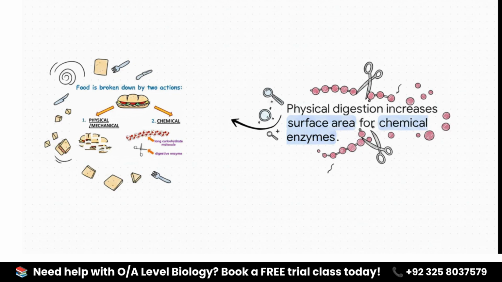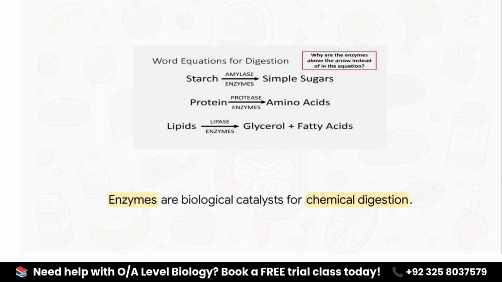Chemical digestion, on the other hand, is like taking a pair of molecular scissors, these scissors being your digestive enzymes, and literally snipping a massive, complex carbohydrate chain down into tiny individual sugar molecules that your body can easily absorb. Speaking of those molecular scissors, you absolutely must memorize these specific word equations for your exams. Walk through them with me.